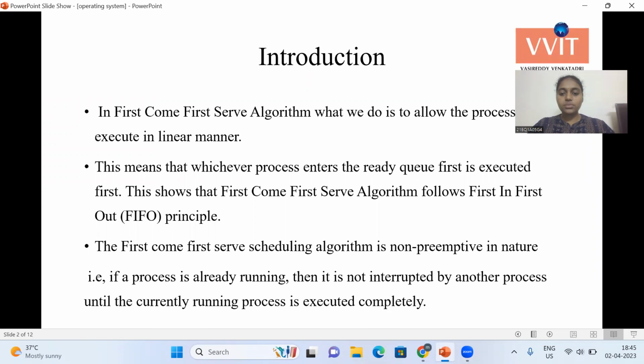This scheduling algorithm is non-preemptive in nature. That is, if a process is already running, then it is not interrupted by another process until the currently running process is executed completely.